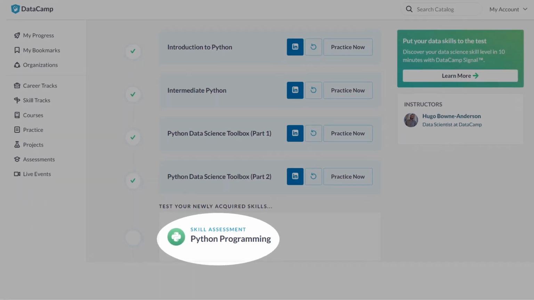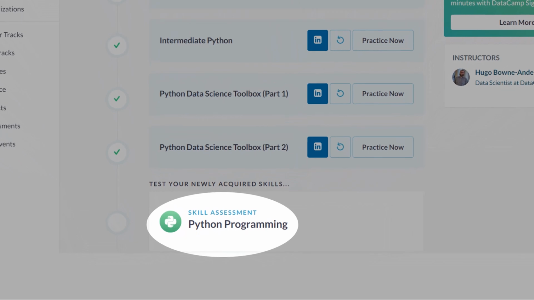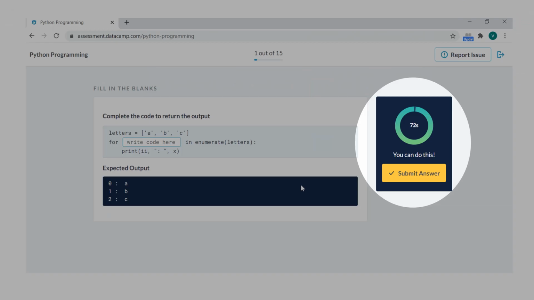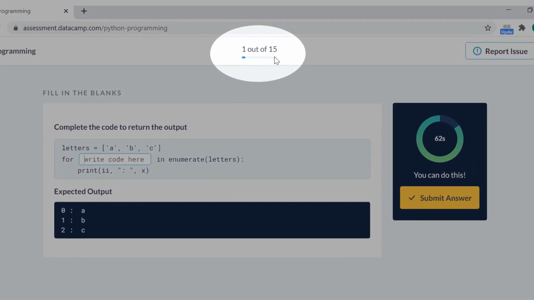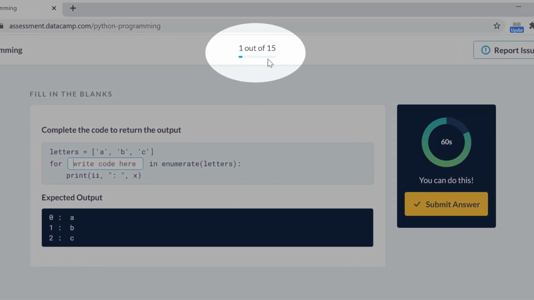Let's click here in the Python programming and see the format of the test. Here is the time that you have to answer the question. See that it is decreasing, 68 seconds, 66 seconds. Well, we are in the first question. See that you have 15 questions here.